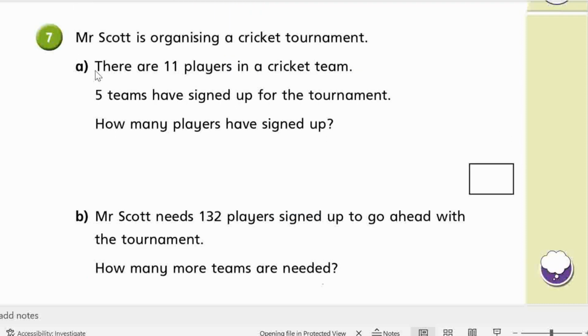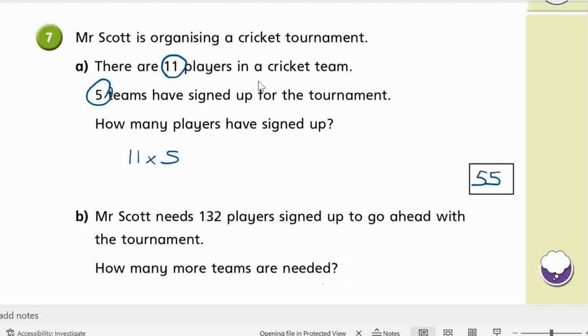Okay, so Mr. Scott is organising a cricket tournament. There are 11 players in a cricket team. 5 teams have signed up for the tournament. How many players have signed up? So 11 times 5, 55, right?